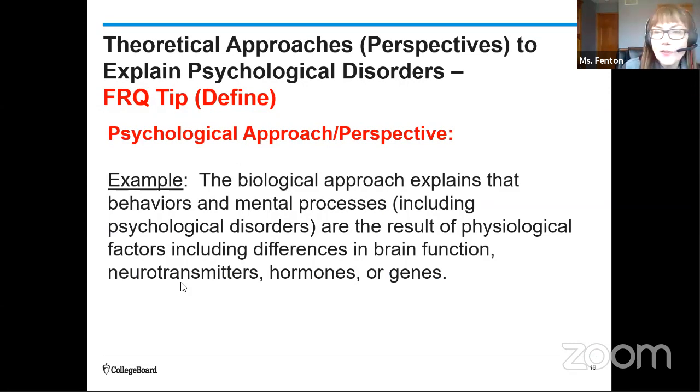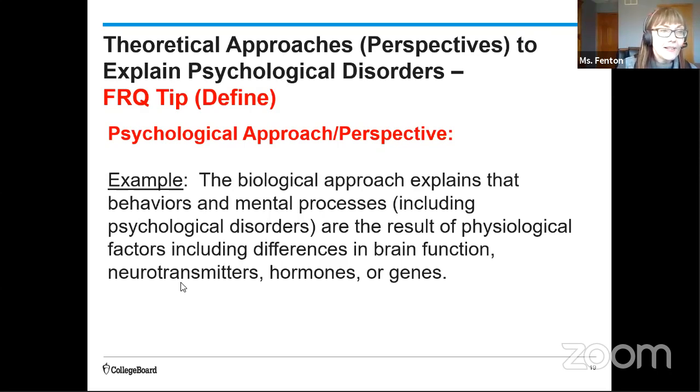I want to point out that if you receive an approach or perspective on an FRQ, you want to start out by approaching it from the definition of psychology. So if they're asking you to explain a behavior, like why would you take a class or try out for a sport, or in the case of Unit 8, what would cause a psychological disorder, you want to reference that definition of psychology. So psychology is, again, the scientific study of the behaviors and mental processes of organisms.